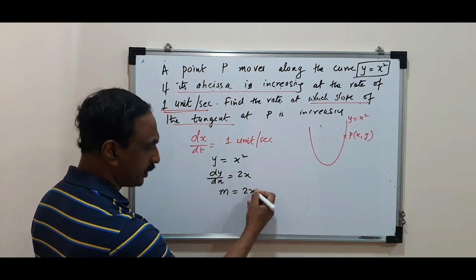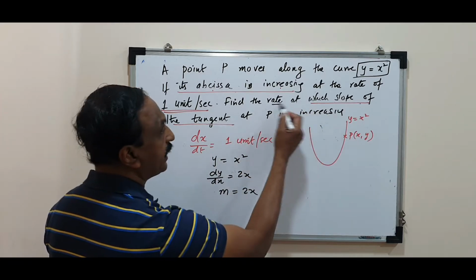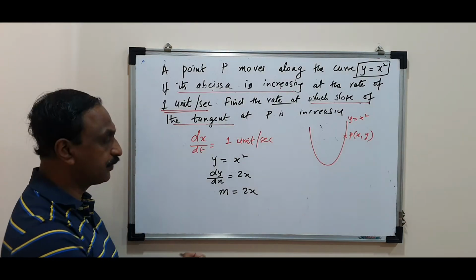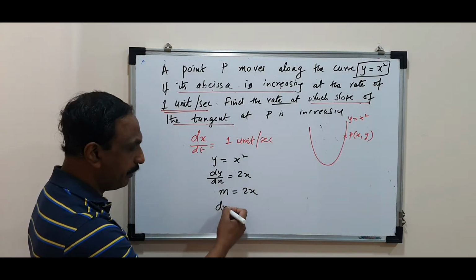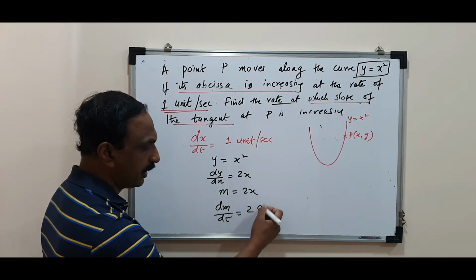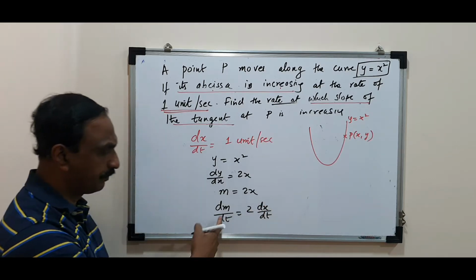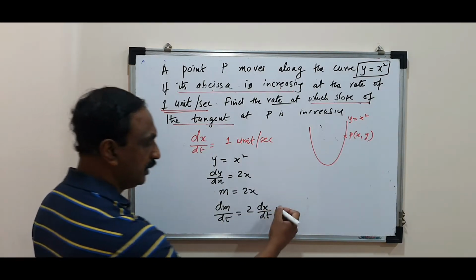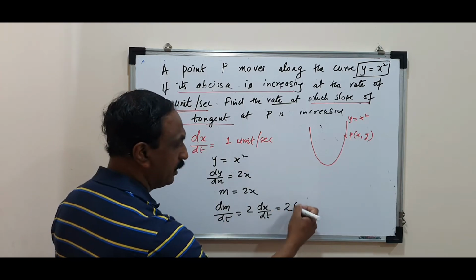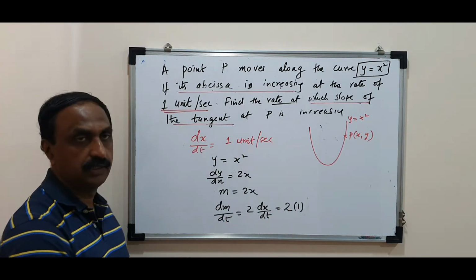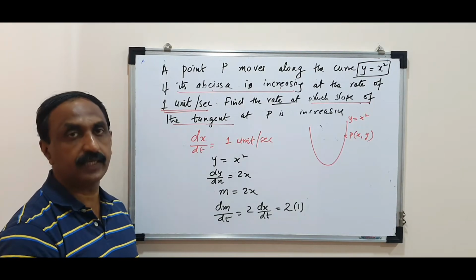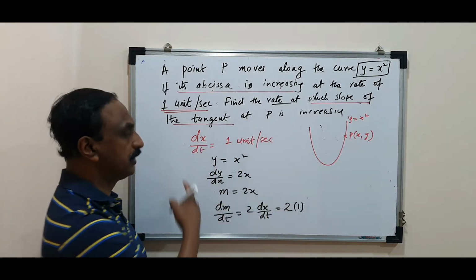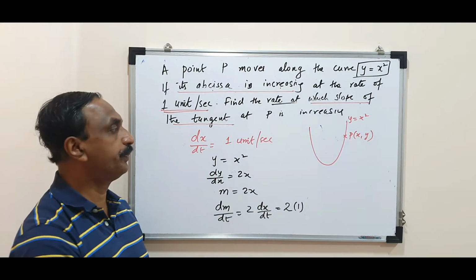So the slope is 2x. But I need the rate at which the slope is changing. The rate of change of slope is dm by dt, so I need to differentiate this with respect to t. So dm by dt is 2 into dx by dt, which means the rate of change of slope is 2 times the rate of change of abscissa. The rate of change of abscissa is 1, so I get 2 into 1. Hence, the rate of change of slope is 2 per second. The slope is increasing at 2 units per second.